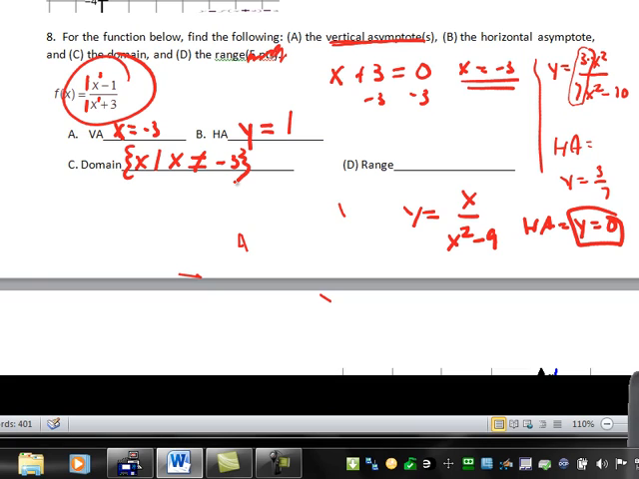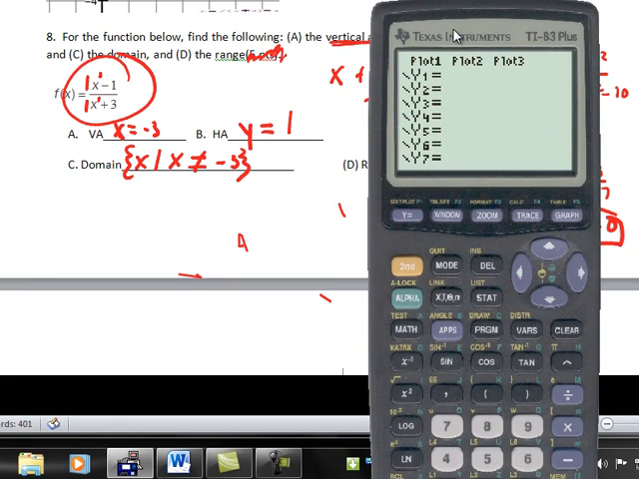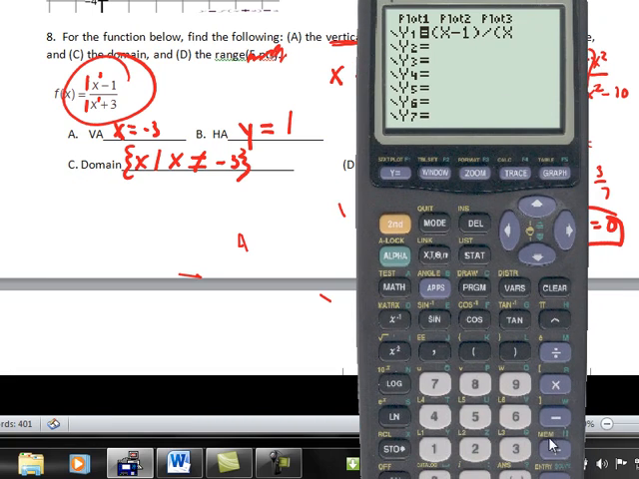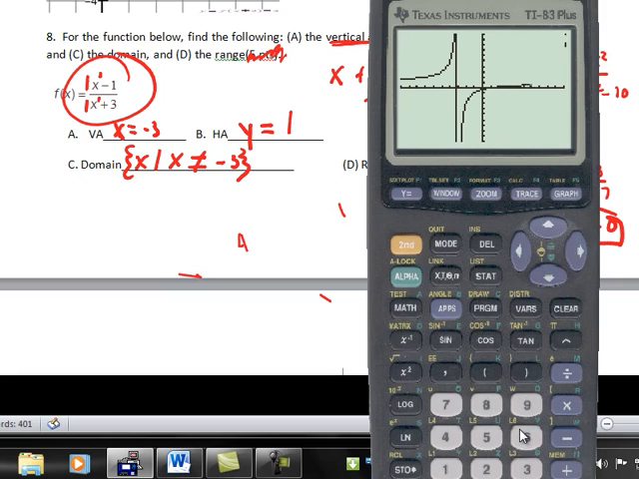Okay, range is a little trickier. So the range answers the question, what are all the possible values of y? And it's sometimes easier to look at the graph. So if I were to graph this, y equals, let me clear everything out. And in the top, we're going to put, I forgot my parens, didn't I? Parentheses, x minus 1 in parens, divided by x plus 3. Okay? Now if I do a zoom 6 on this, the question is, are there any values for y that I'm never going to hit?